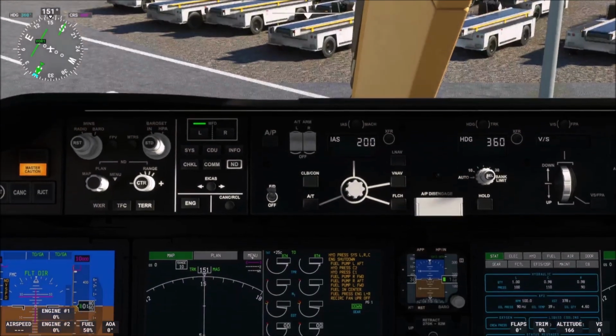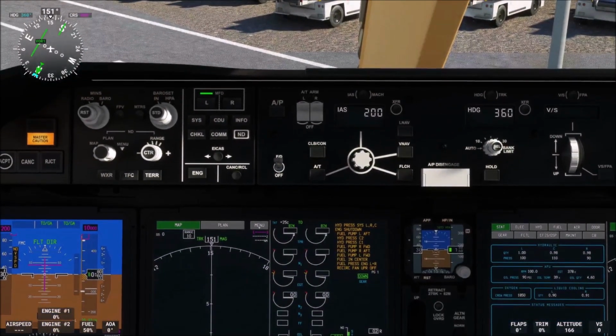Now the next is a little bit important, the bank limit selector, which is this one here, and this must be set to auto. As you know, I set it usually to 30 degrees here, but anyhow, set it to auto according to the checklist.